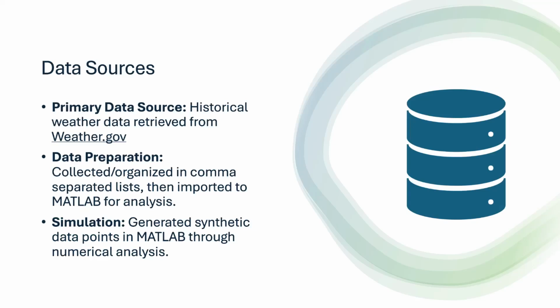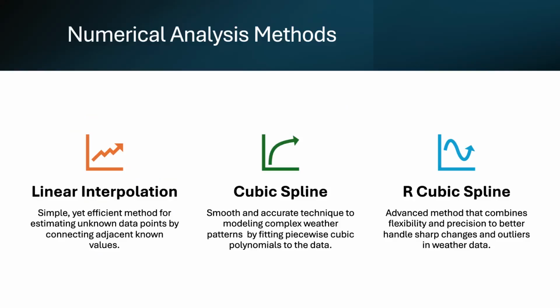So for our data sources, we chose to use the information from weather.gov. We picked the high temperatures for the day from October of 2023 to September of 2024. We then collected that data, put it in an Excel sheet, and then put them into comma-separated lists so we could put them as arrays. We then use those arrays to plug them into our algorithms and simulate and plot the data through numerical analysis.